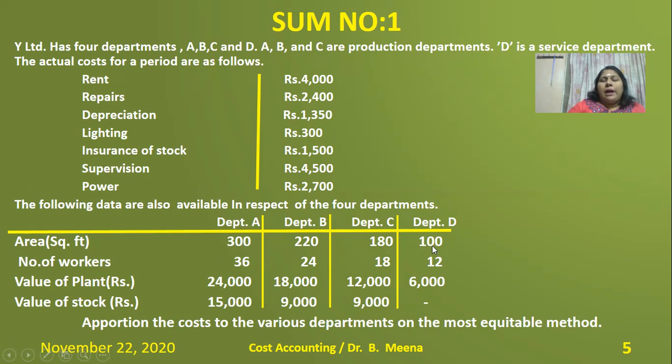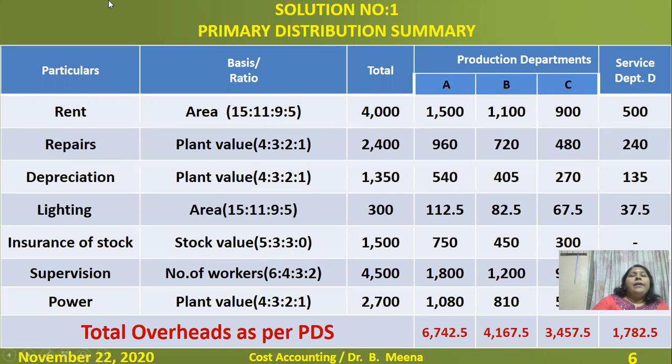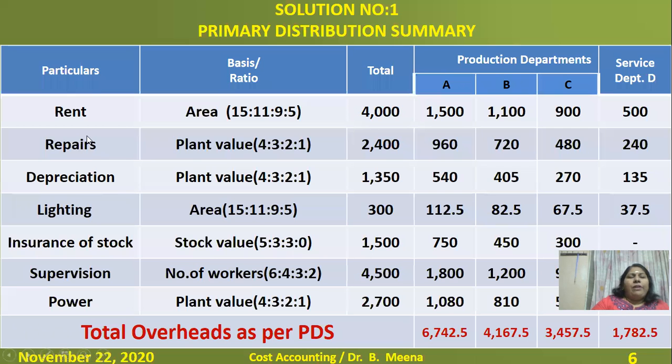Now look at the solution, how I showed it. The heading is primary distribution summary. I have the columns: particulars, basis, total, then under production departments column A, B, C, and under service department column D. This is the usual format for preparing the primary distribution summary. Under the particulars column, I will write all the expenses given in the problem, from rent to power, in the first column.